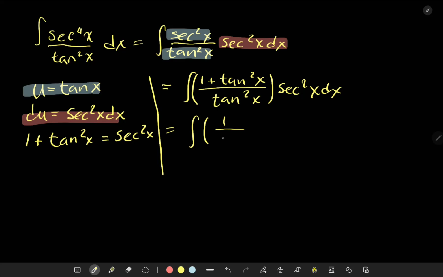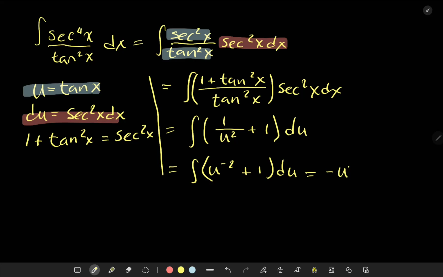It's going to be 1 over tangent squared. Let's put in the substitution: 1 over u squared, and then when you distribute it to this one, plus 1, du. And this is just going to be the integral of u to negative 2 plus 1 du. So you add 1 to the exponent, and you get negative u to negative 1 plus u plus c.